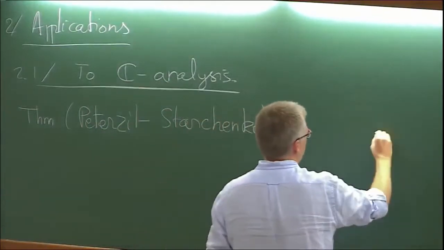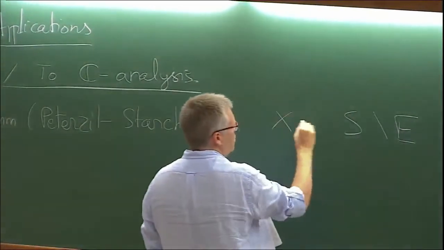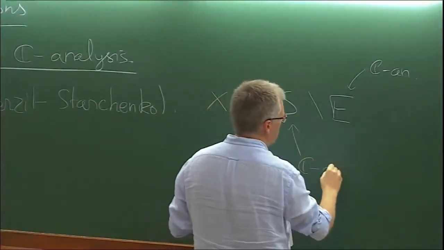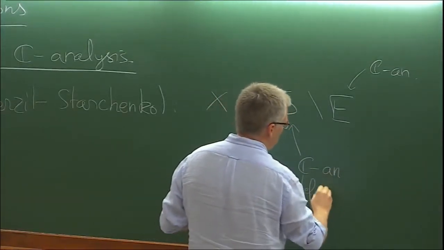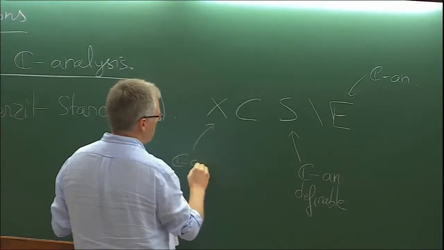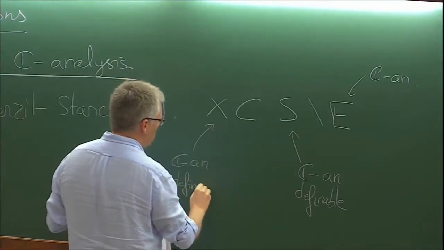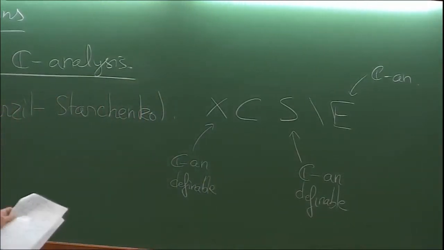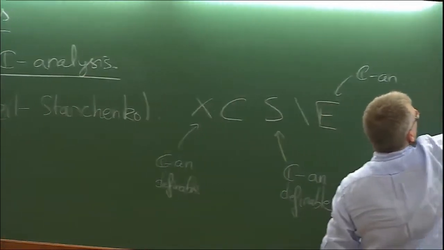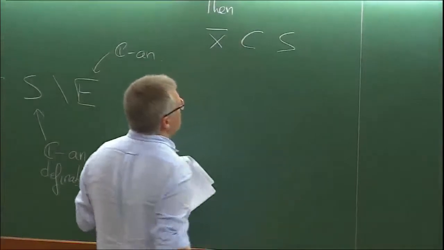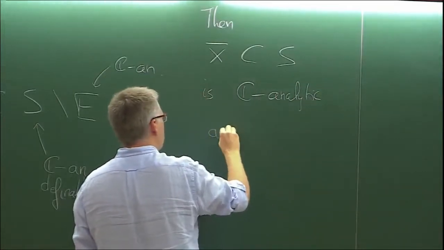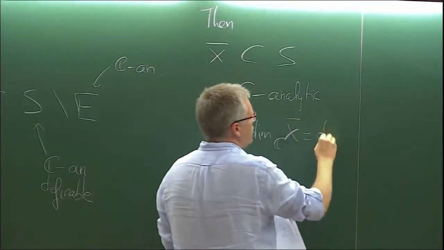Which was saying the following: if you start with X, which is contained in the complement of a C-analytic set in S, which is also C-analytic and definable, and by definable I mean definable in some o-minimal structure, and suppose that X is also complex analytic and definable in the same o-minimal structure, then this implies that X bar, the closure of X in S, is complex analytic, and the dimension of X bar is the same as the dimension of X.